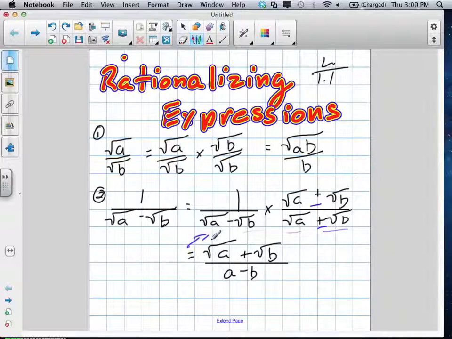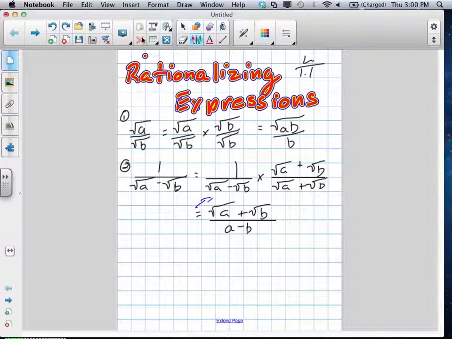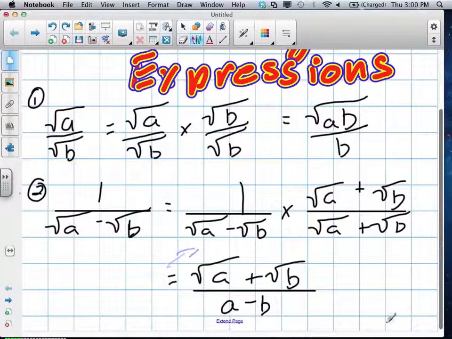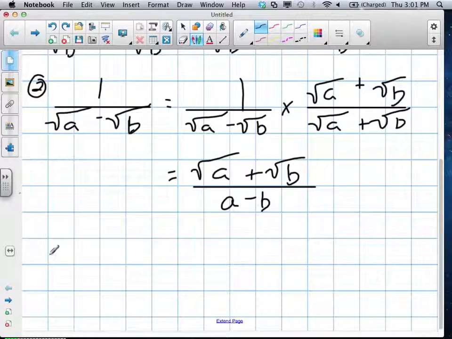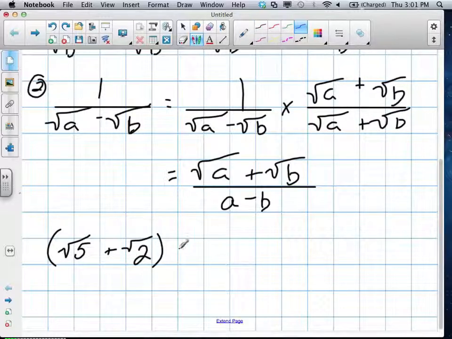I can explain what happens here, and I'm going to actually. Okay, and I'm going to use an example with numbers so that it makes sense to you. Essentially what you're doing is a system of FOIL. Okay, so let's pretend that we have root 5 plus root 2, and we're trying to rationalize this. So we decide to multiply by root 5, subtract root 2. This is very similar to a difference of squares.